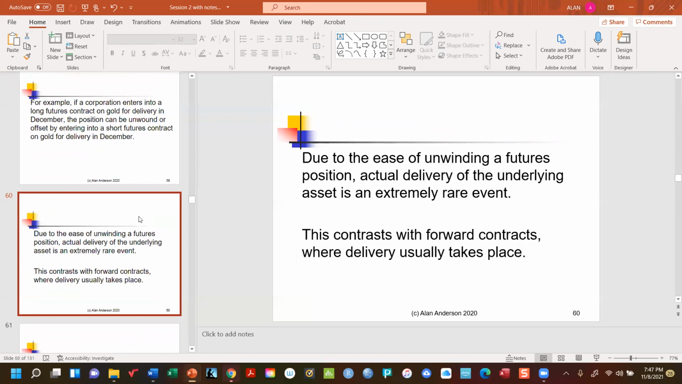So because it's so easy to get out of these futures contracts, it turns out that actual delivery doesn't happen very often. In fact, only about 2% of all futures contracts actually result in delivery of the underlying asset. Whereas with forward contracts, almost without fail, the delivery actually takes place. So if you want to take the delivery, then you might be better off with a forward contract. But if you're simply hedging your position, you may be better off with a futures contract.